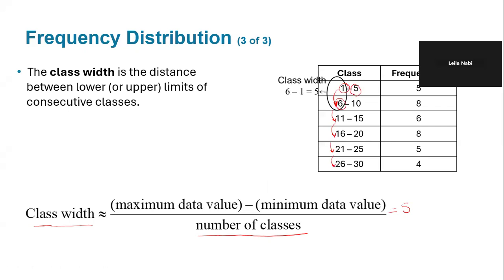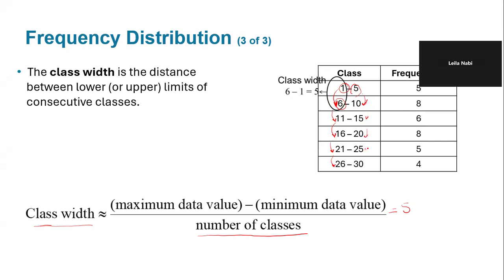And after finding the first upper class limit, we can keep adding by the class width again: 5 plus 5, 10 plus 5, 15 plus 5, 20 plus 5, to have all of the lower and upper class limits and all the classes.